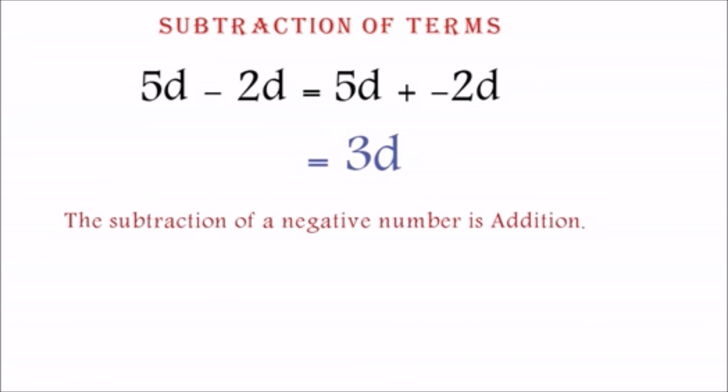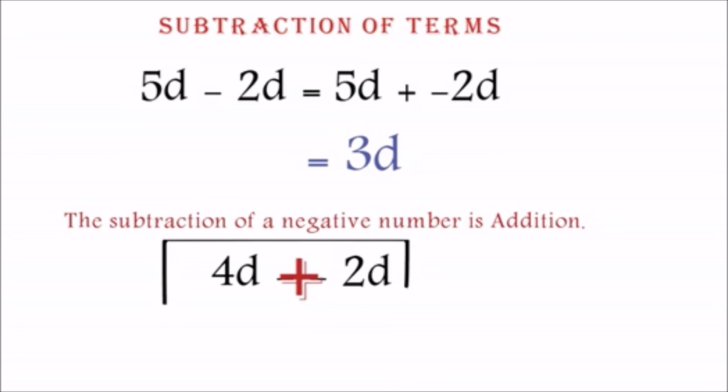Example, we have 4d minus negative 2d. The minus negative 2d can be written as plus 2d. So we now have 4d plus 2d. This is equal to 6d.